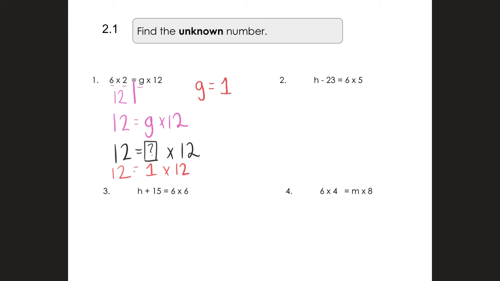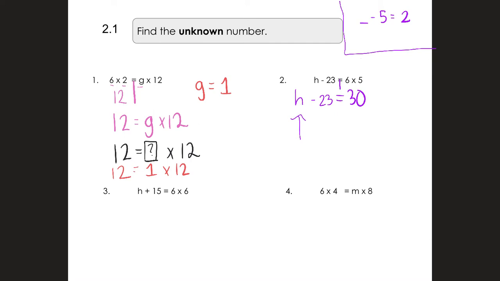Let's take a look at number 2. I'm going to start on this side because it has both numbers and the operation. I'm looking for H, so I can't solve this yet. 6 times 5 is 30. So I know the stuff on the other side has to equal 30. Something minus 23 equals 30. I know my subtraction, the first number has to be the largest number. What can I do? Let's take a look at this problem.